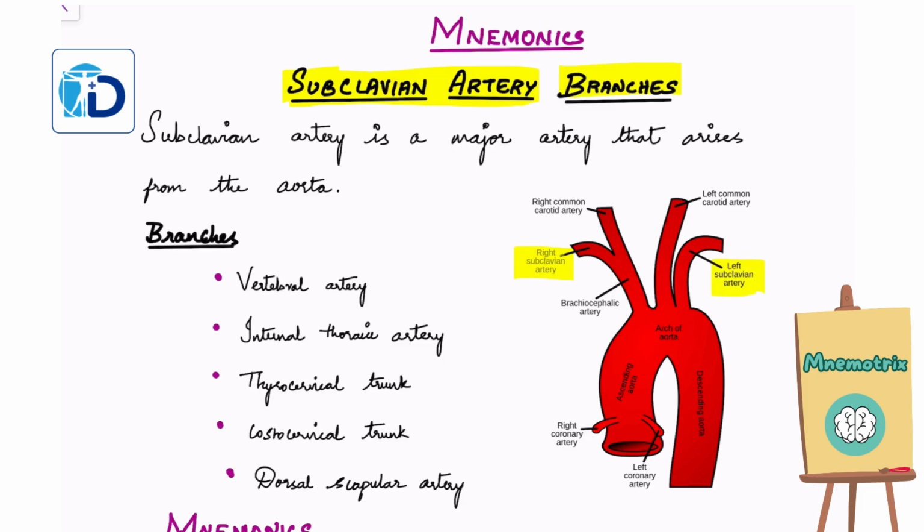The right subclavian artery arises from the brachiocephalic artery, which in turn arises from the arch of aorta, and the left subclavian artery is directly arising from the arch of aorta. So the right subclavian artery arises from the brachiocephalic trunk, and the left subclavian artery arises directly from the arch of aorta.